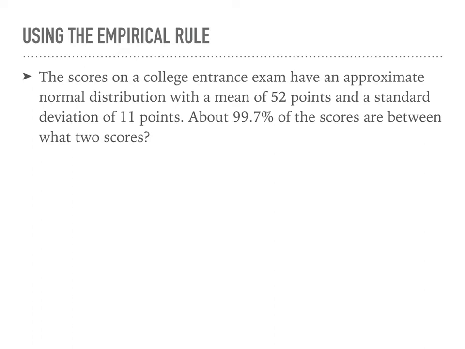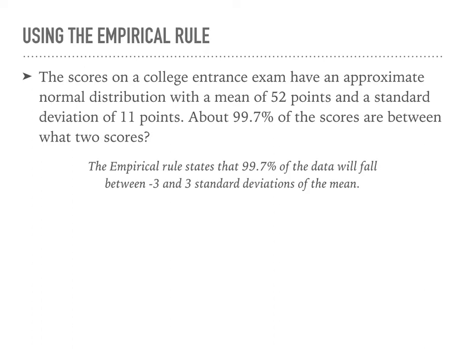Well, that percentage we see in the empirical rule. The empirical rule states that 99.7% of the data will fall between -3 and +3 standard deviations of the mean. So what value has a z-score of -3? Well, take your mean of 52 minus 3 times your standard deviation, and we'll get 19. So 19 would have a z-score of -3.